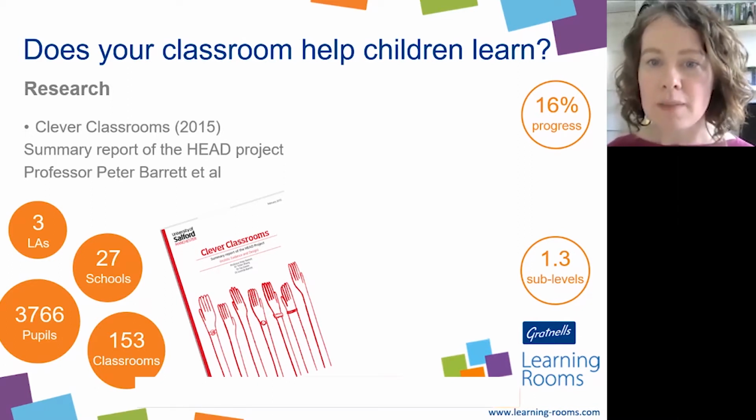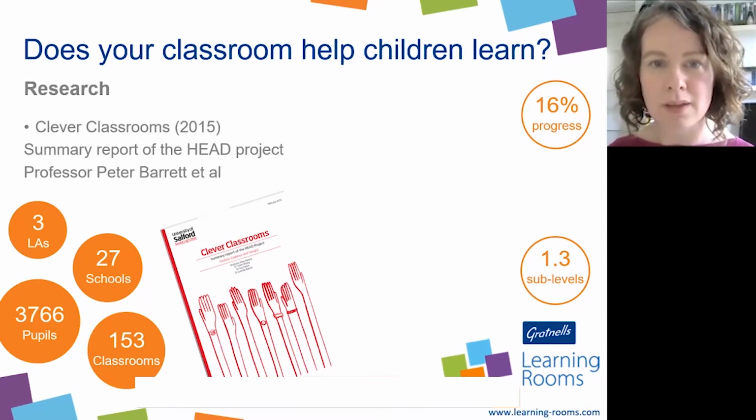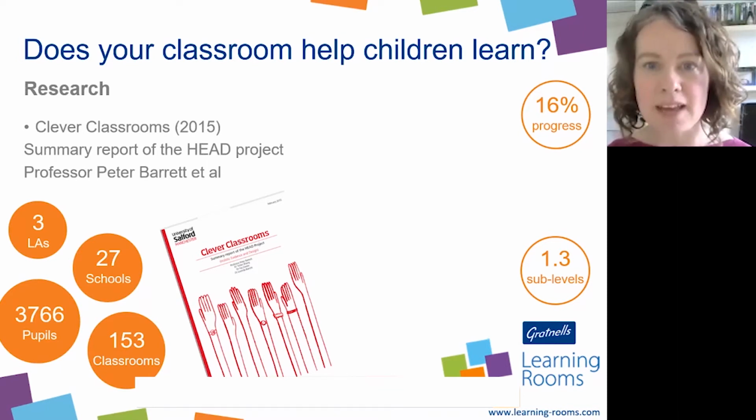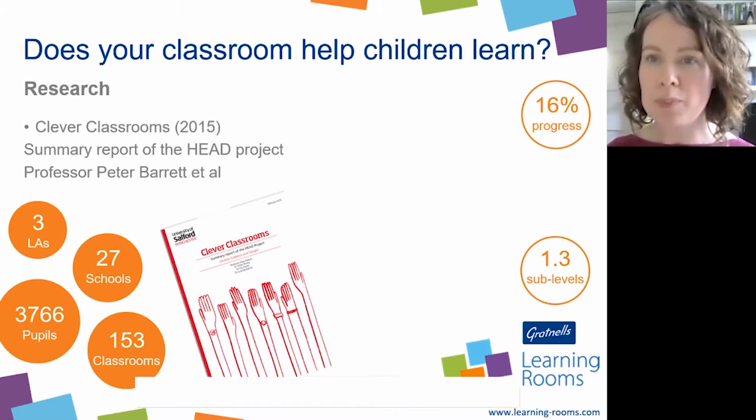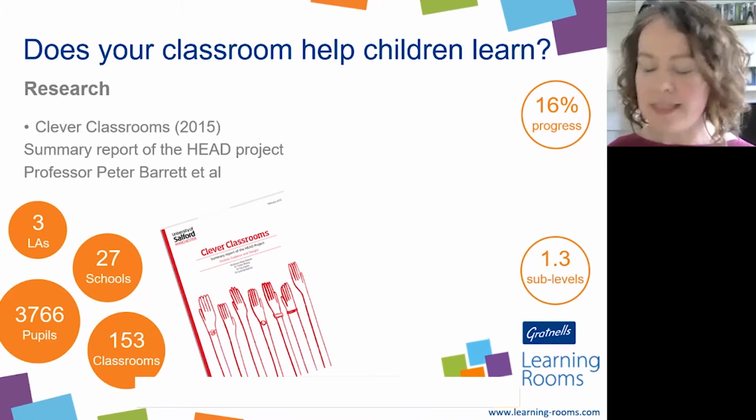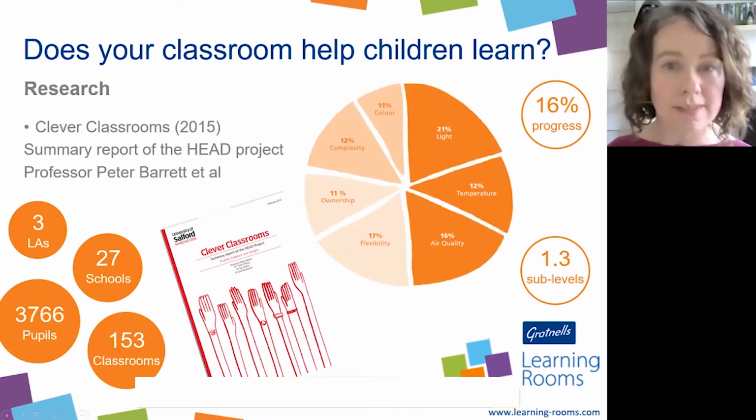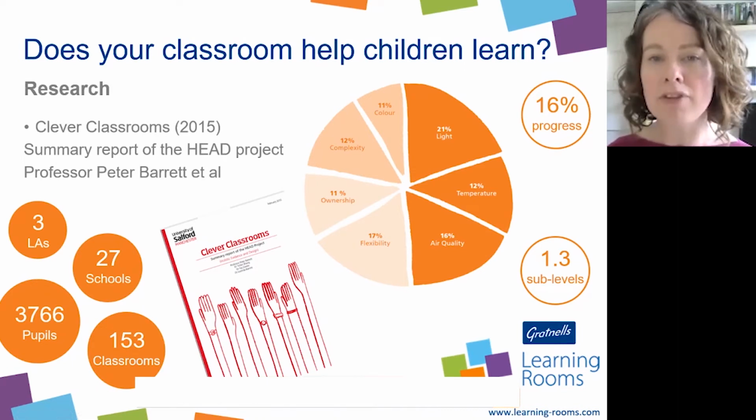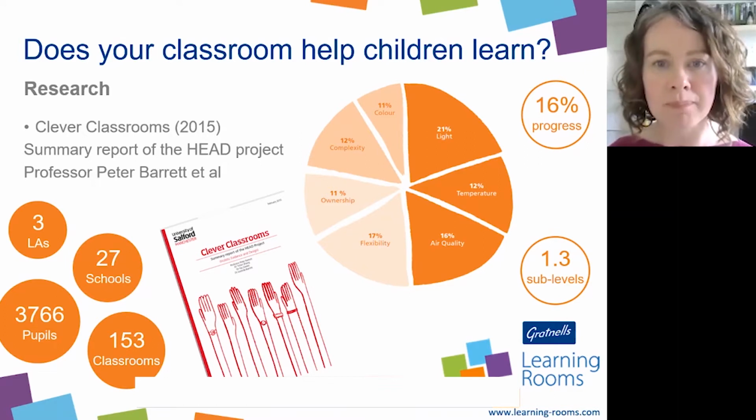There are other studies that put these educational gains closer to 25%, which is even more significant than the 16% reported here. If we take that 16% progress as our total and break that down, you can see that light, temperature and air quality account for around half of the total impact in learning gains. That's the dark orange section here on this pie chart. This half is the area that we're going to be looking at more closely in the webinar.